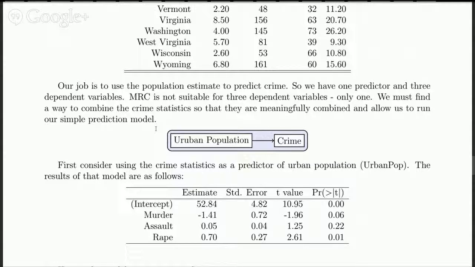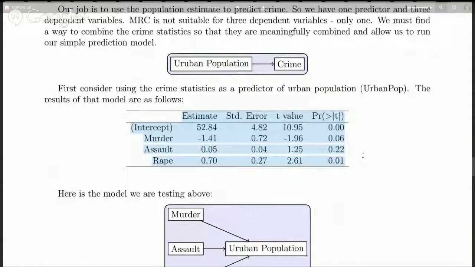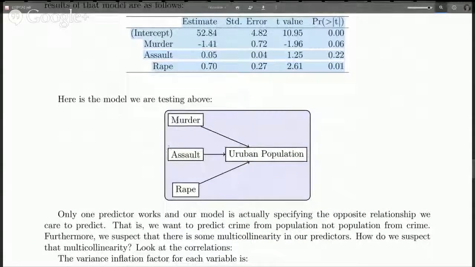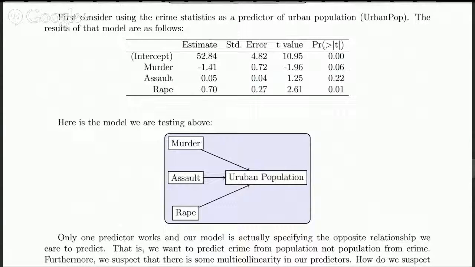So one thing we can do is flip the model around and use the 3 crimes to predict urban population. You'll see here the regression results for using those 3 crimes as predictors of urban population. I know that seems a little odd, but this is the model we would be testing: murder, assault, and rape, all predicting urban population. In the regression model results, you'll see that murder and assault are non-significant, and only rape predicts urban population.